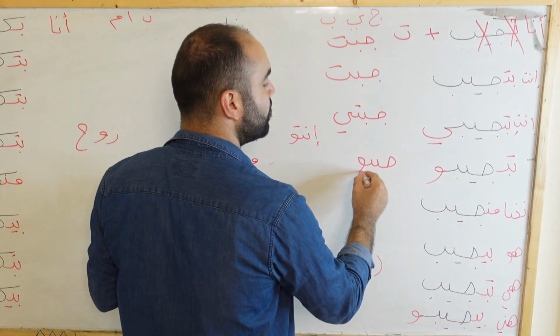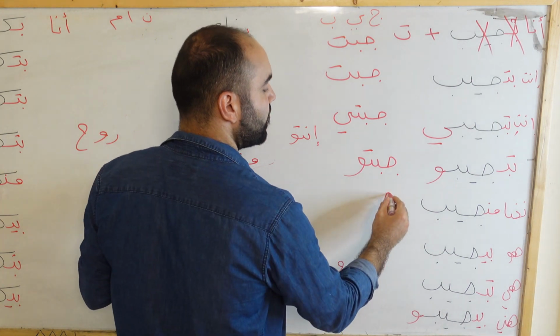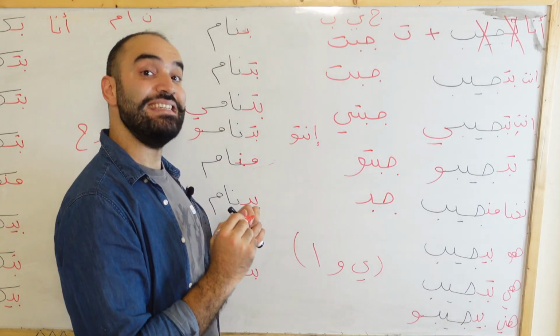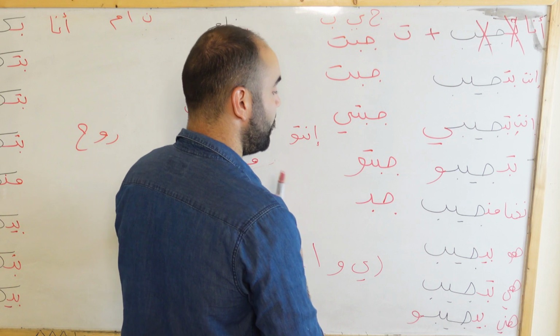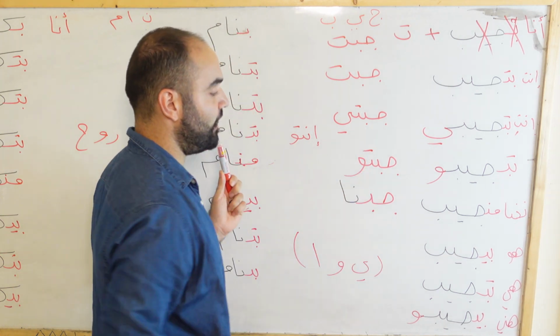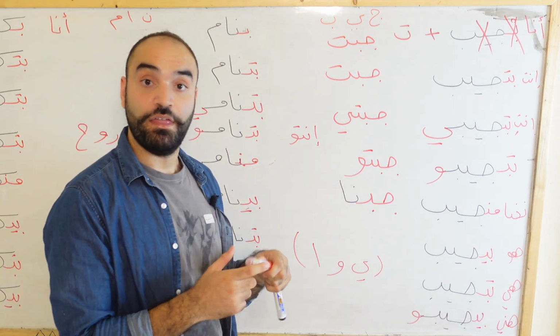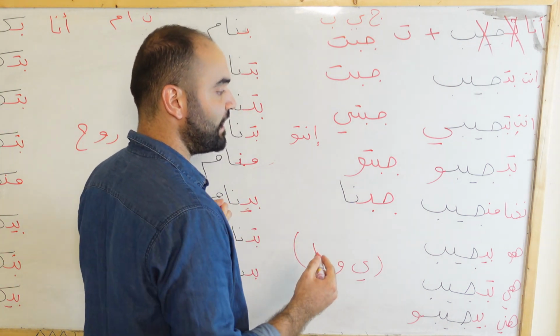أنتو جبتو. نحنا جبنا. You see the prefix, the suffix of the for we. نحنا جبنا. هو.